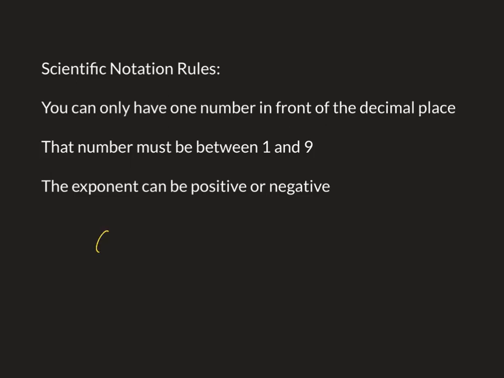So I can't have something like 0.56 times 10 to the power of 4, because I have a 0 here, and that has to be a digit. It has to be 1 to 9. Can't be a 0, all right? Again, this would be incorrect if you were to enter it as an answer. And then the other thing is that the exponent can be positive or negative.